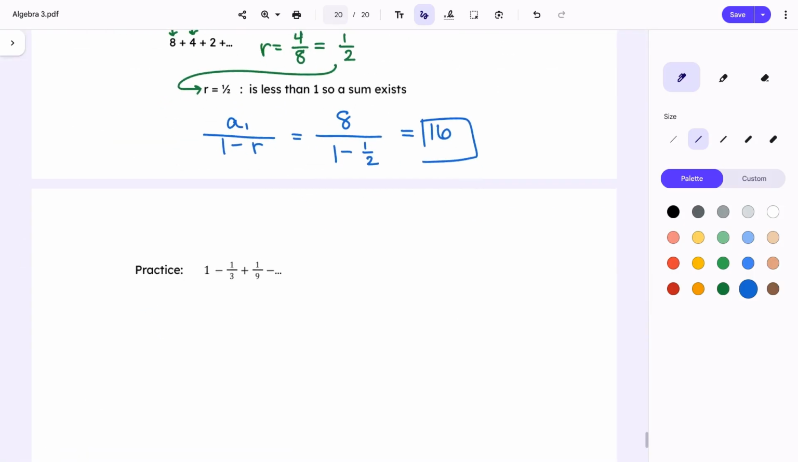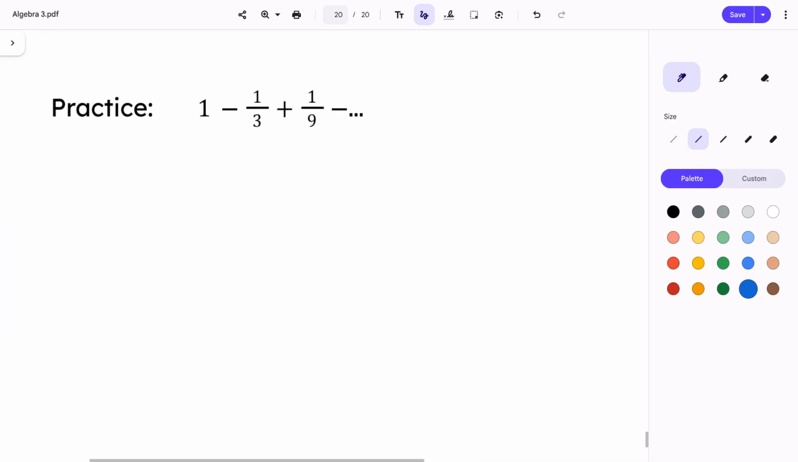Okay, let's do one more here. Okay, 1 minus 1/3 plus 1/9 minus ... We want to see if we can find the sum. So first thing we need to do is find our common ratio. So we're going to take the second term, which is a negative 1/3, and we're going to divide by the first term, which is a 1. What would be anything divided by 1? Yeah, it's just whatever the number is. So negative 1/3 divided by 1 is just negative 1/3.